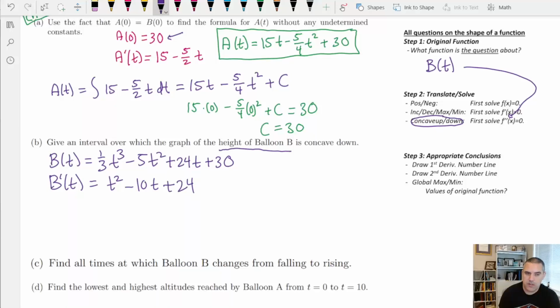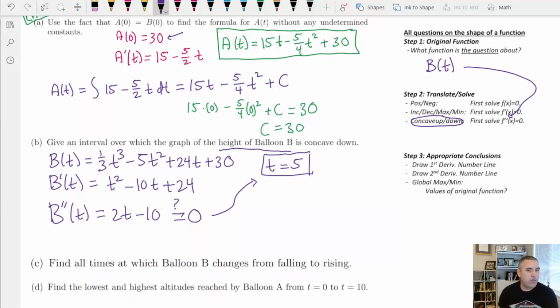First derivative tells me the slope, but the question isn't about the slope. The second derivative tells me how the slope changes, and as we discussed back in chapter 10, we can use that to make various conclusions. So if you want to know why, there's a longer discussion, but the moment you see concave up, concave down, or point of inflection, you set this equal to 0. And what does that give you? That gives you t equals 5 if you solve. You add 10, you divide by 2.